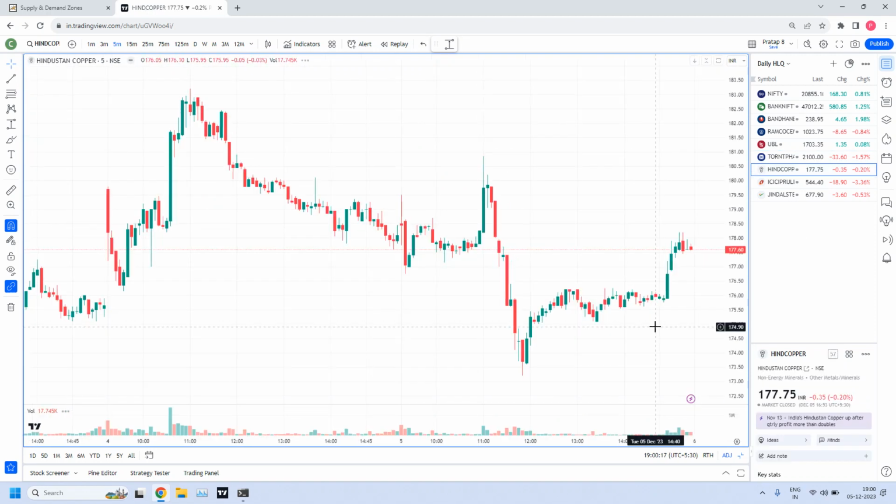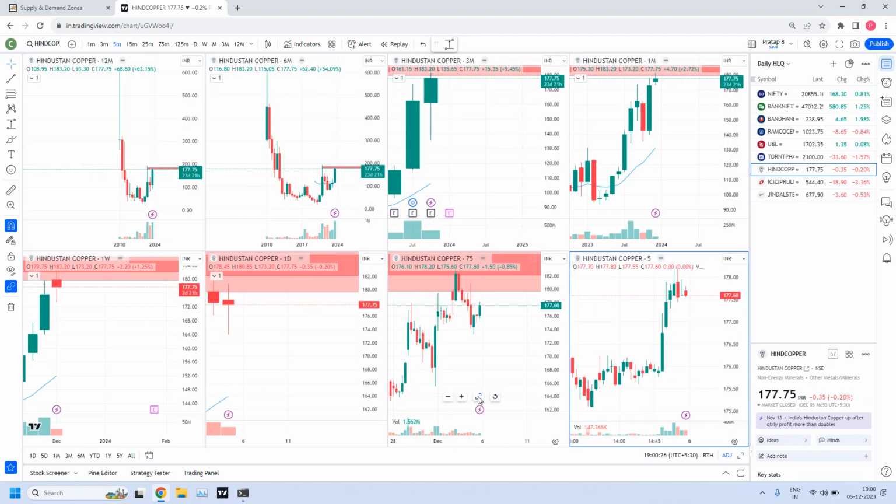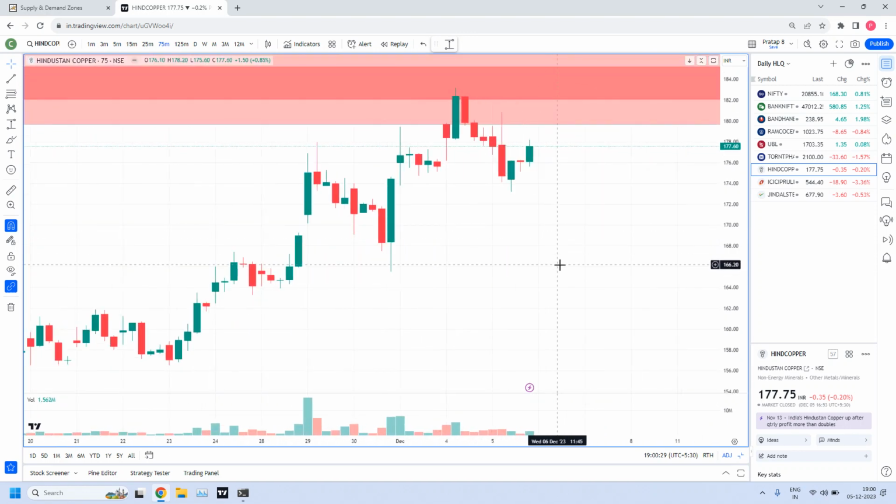Next one is Hindustan Copper. All these are all 75-minute zones. So let me go to the 75 minutes time frame. We didn't get a trade today. They were moving but failed to reach.